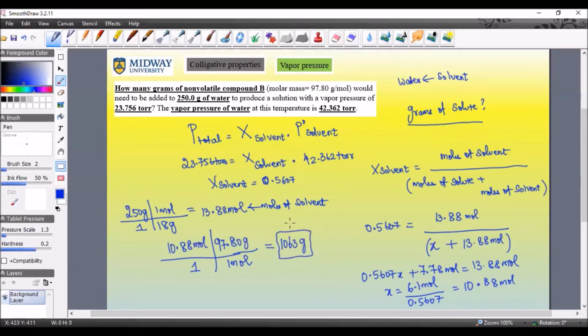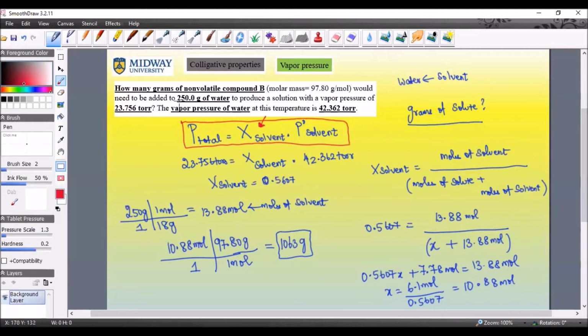Now let's quickly analyze the problem, and I can tell you exactly where you'll get missed out. The generic equation for Raoult's law is the total equals mole fraction of solute times the vapor pressure of solvent. This term will always be solvent, but right here, you can do it for mole fraction of solute or mole fraction of solvent.